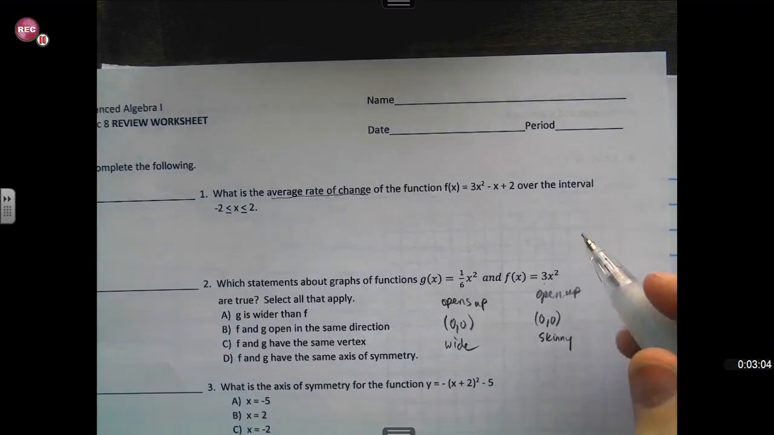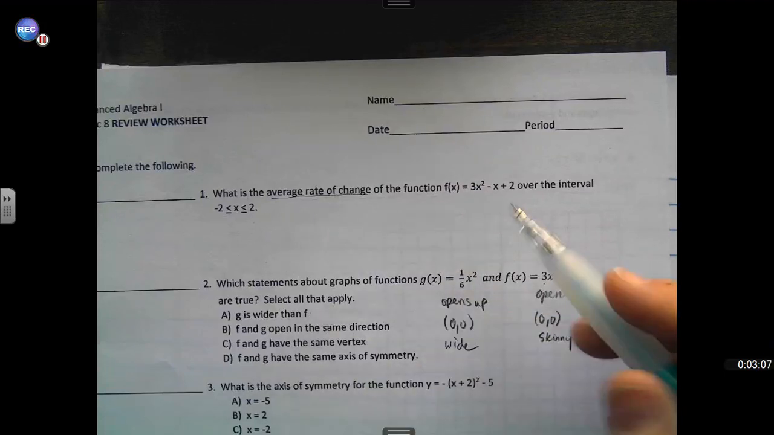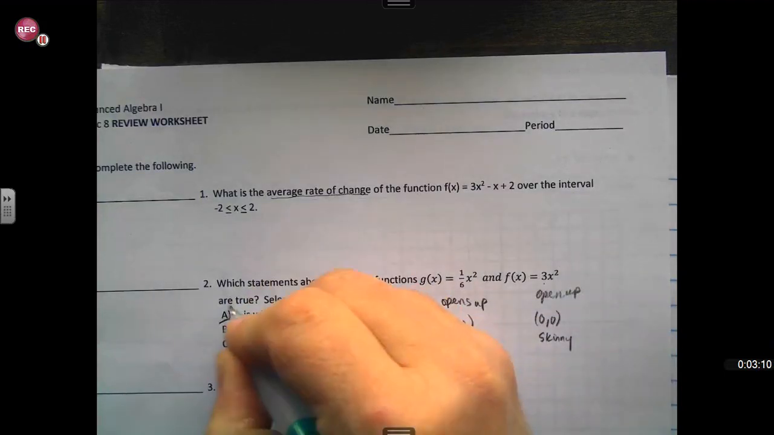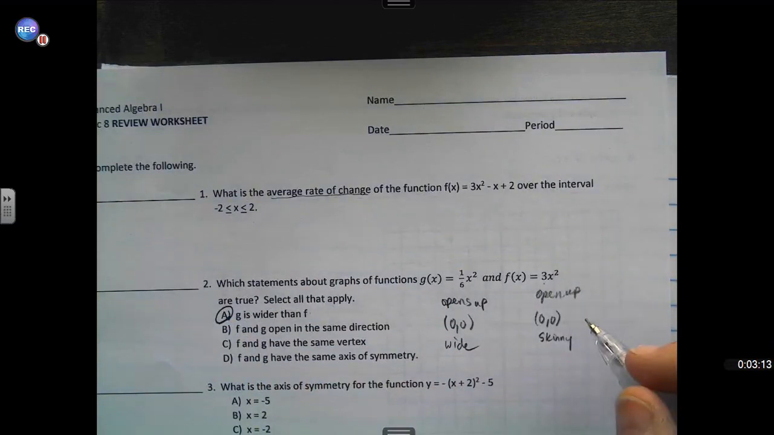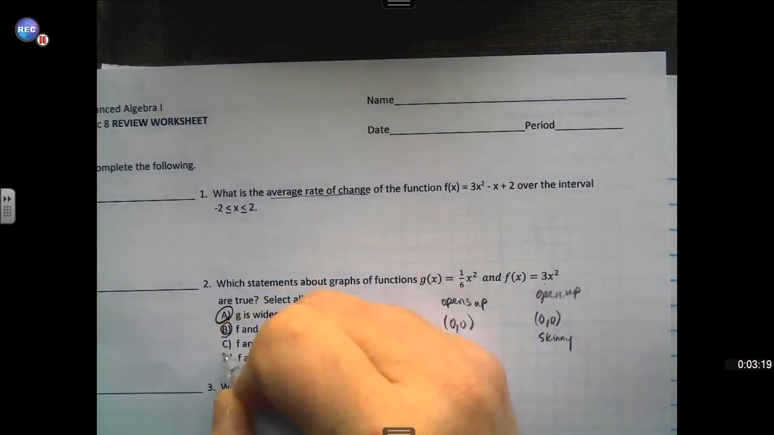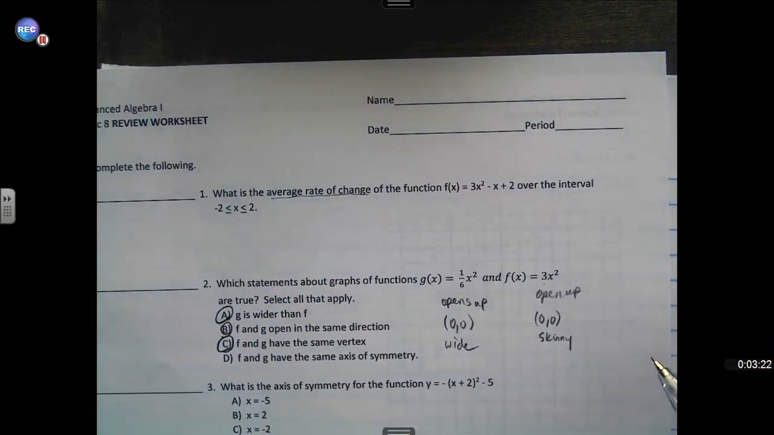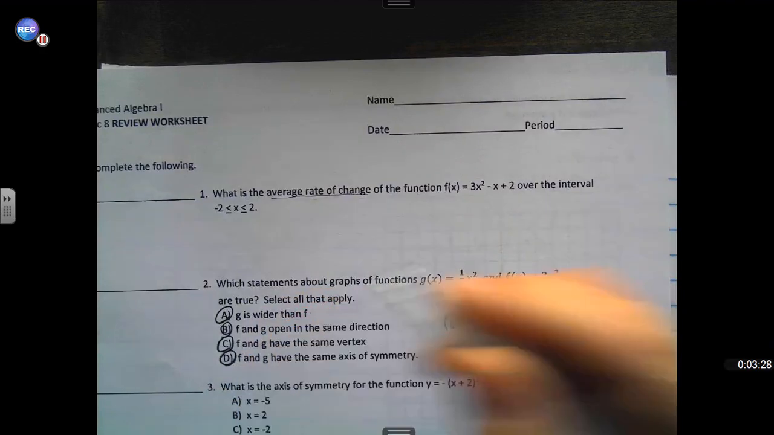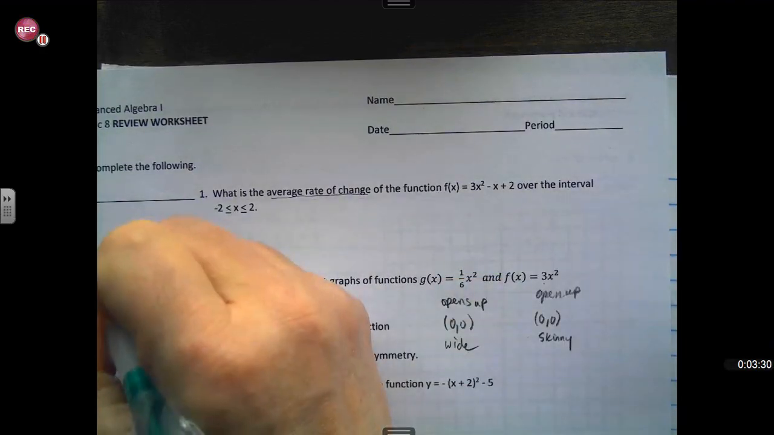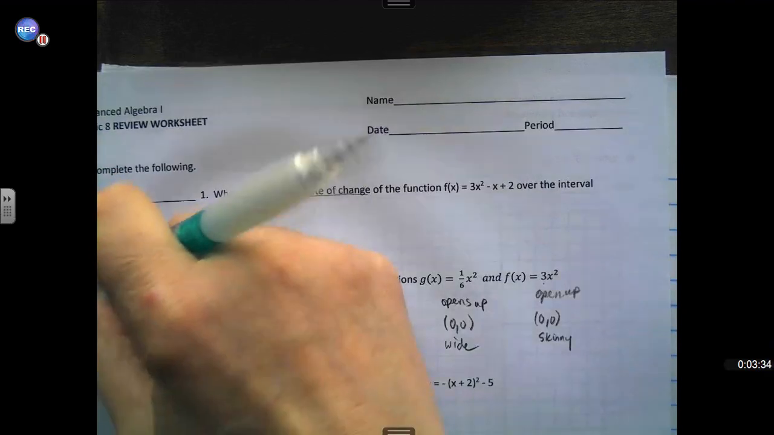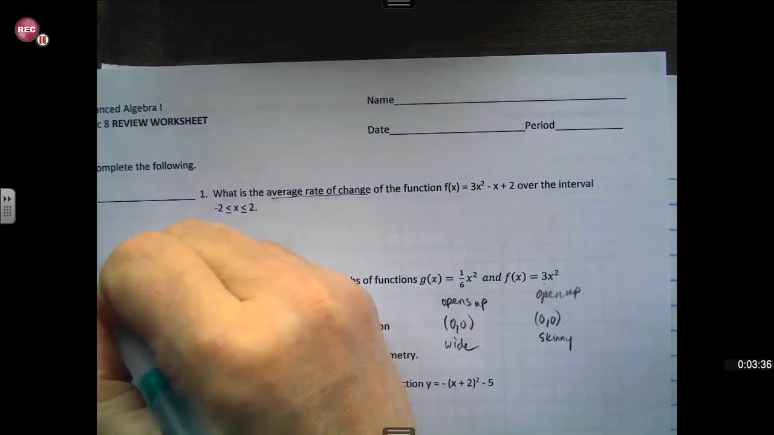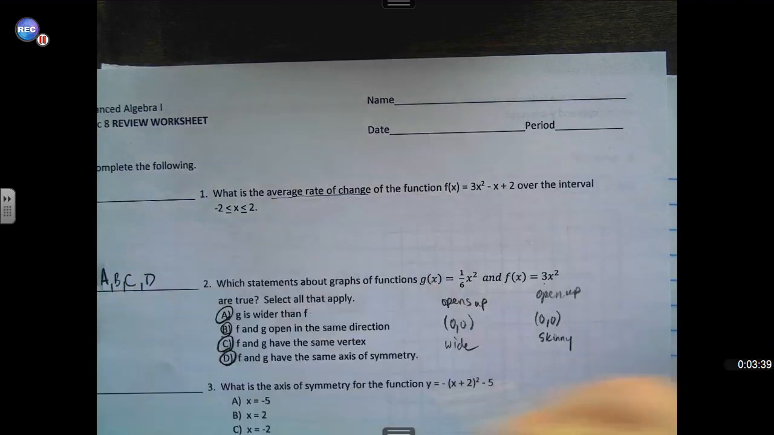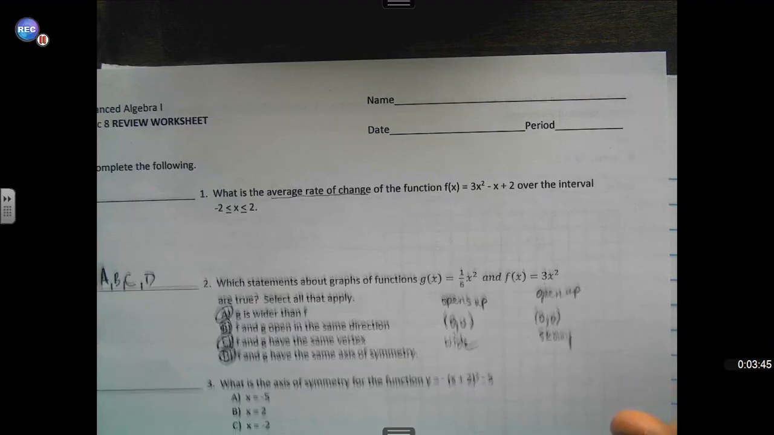And so now let's look at what they want us to answer. G is wider than F. Well, yeah, we just said that. Okay. F and G open in the same direction. Yep, they both open up. F and G have the same vertex. They do. F and G have the same axis of symmetry. Well, if they have the same vertex, they have to have the same axis of symmetry. So for this problem, A, B, C, and D are all correct. I can't guarantee it'll be that way on the quiz, on the test, sorry.